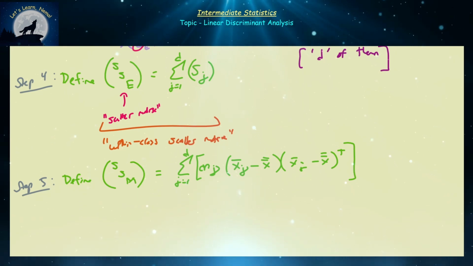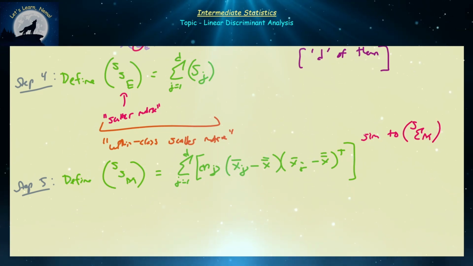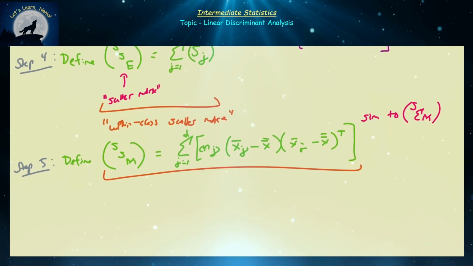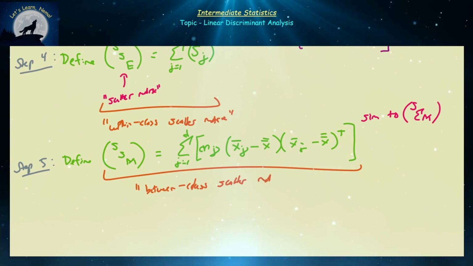Again, for your MANOVA, this is similar to your S sigma M matrix, but instead of a covariance matrix, this is going to be a scatter matrix. And what is this going to be? Take a guess. If you know MANOVA, you definitely should know the answer. This is going to be our between class scatter matrix. That's actually quite beautiful. We definitely see a lot of similarities here.